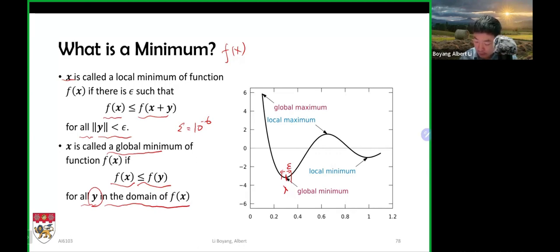So on the diagram, we have a local minimum and another local minimum here, and we have a global maximum here, and we have a local maximum here. So that gives you kind of a definition of things.